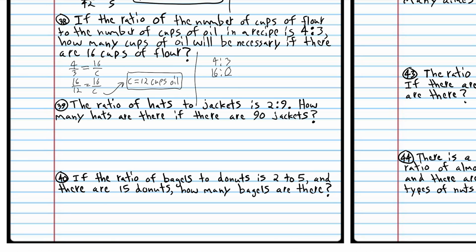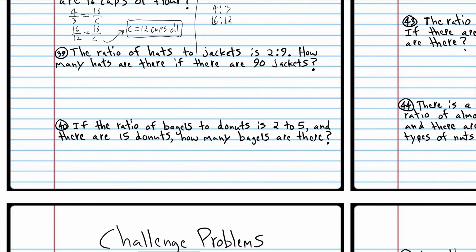We're going to find this number. So obviously we'd multiply 4 by 4 to get 16. So we multiply 3 by 4, and we can see the answer is 12. Try number 39, and when you come back, we'll do it together.